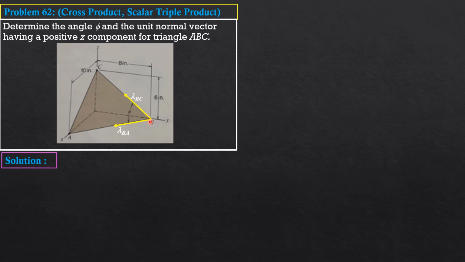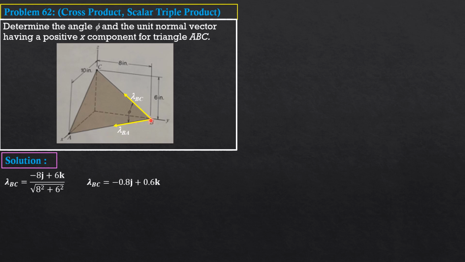So lambda BC is directed leftward and upward only. So leftward, negative 8j, upward, positive 6k. So lambda BC is negative 8j plus 6k over square root of 8 squared plus 6 squared. Simplifying, lambda BC is negative 0.8j plus 0.6k.